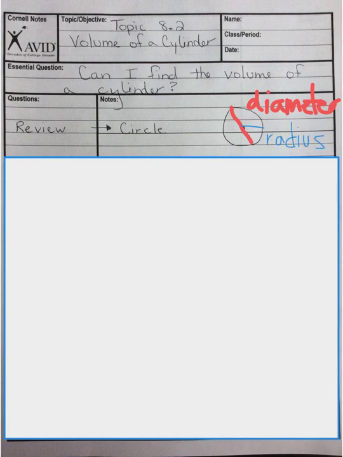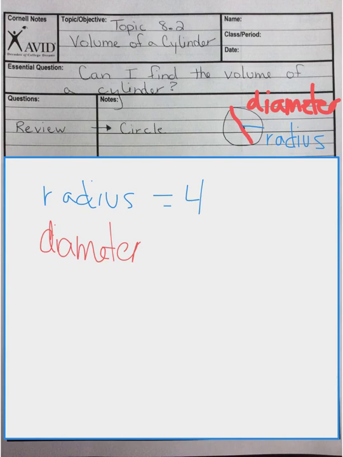And it is important that we know the difference of these, especially when we are finding the volume of a cylinder. So if my radius here is, let's say, 4, then we know that the diameter is longer than that. And it's actually going to be double that size. So we would take the radius 4, times it by 2, and we would get 8 for the diameter.